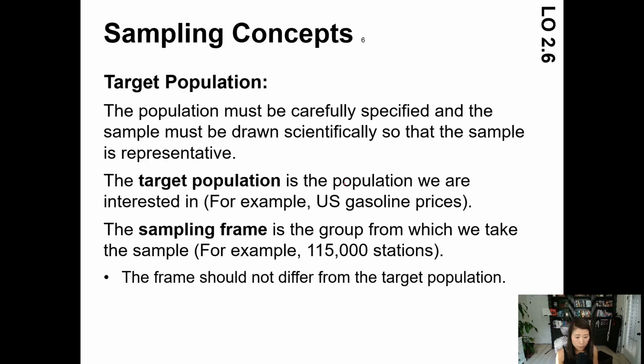Okay, here we also want to distinguish between the population and the target population. So the population must be carefully specified, and the sample must be drawn specifically so that the sample is representative. And the target population is the population we are interested in. And then the sample frame is the group from which we take the sample.